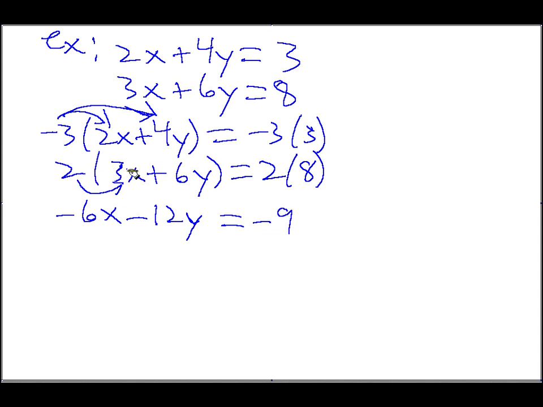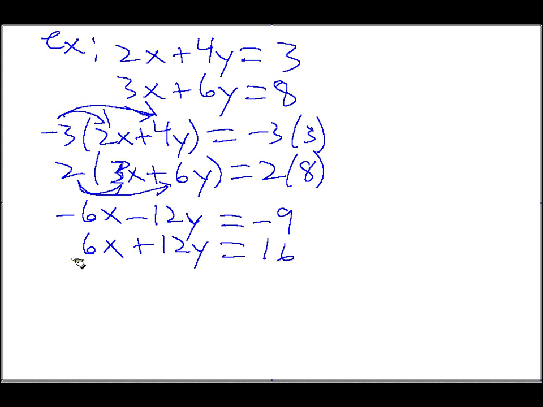Now let's do the second equation. 2 times 3x is positive 6x. Sorry for the sketchpad giving me some grief here. 2 times 3x is 6x, 2 times 6y is going to be positive 12y, equal to 2 times 8, 16.